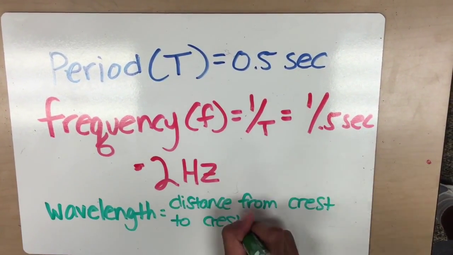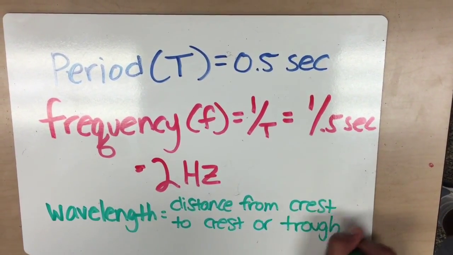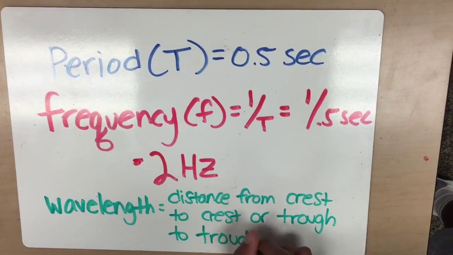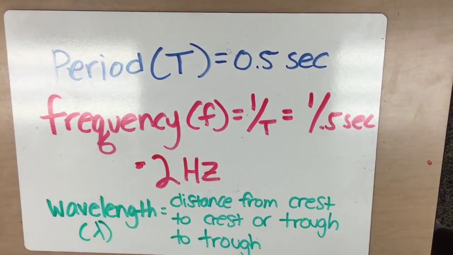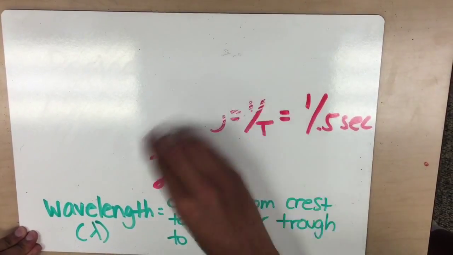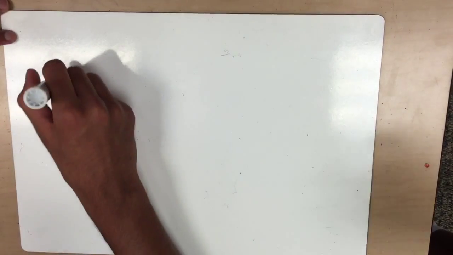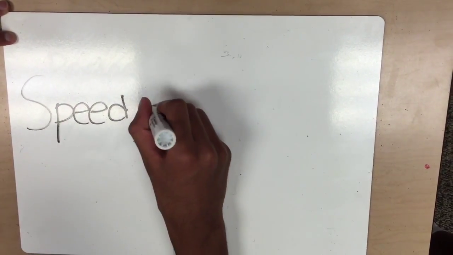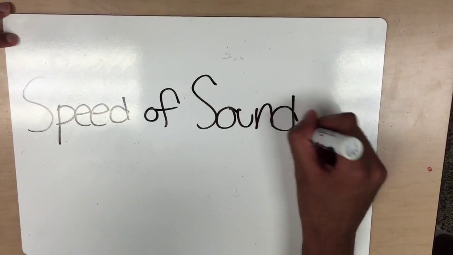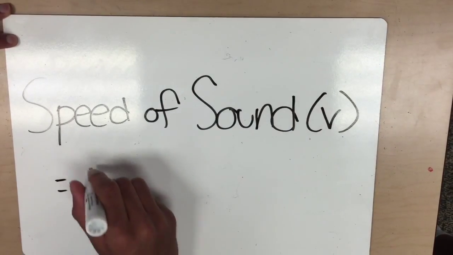So by now, we have covered all the basic properties of all waves. Now, let's dive into the speed of sound. The speed of sound is an important constant that you should all remember. 343 meters per second. What beauty.